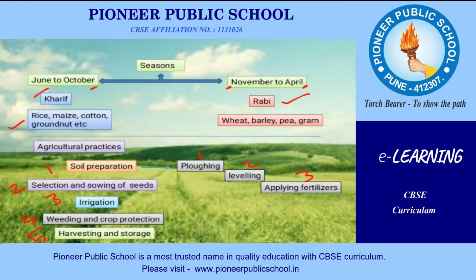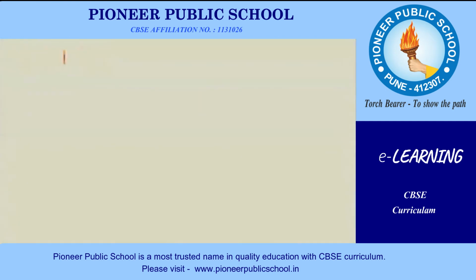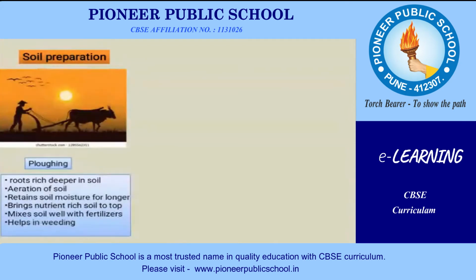So, the first agricultural practice is soil preparation. Here, farmer will plow his field with the help of bullocks and plow or with the help of tractor. This ploughing method helps roots to reach deeper in soil. It also helps the aeration of soil. It helps to get moisture for more longer time period. This ploughing movement brings nutrient-rich soil to the top, which helps plants for healthy growth. We are applying fertilizers, and after ploughing, these fertilizers mixed with soil very well. And this method of ploughing the field also helps in weeding.